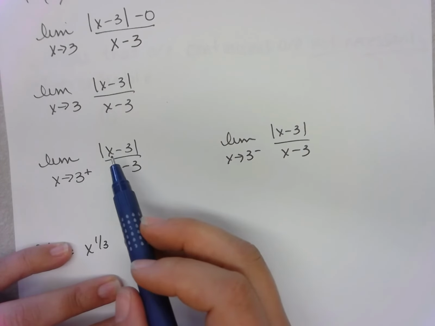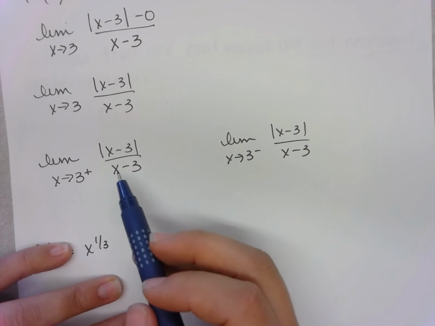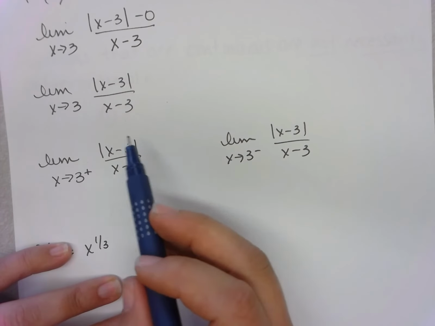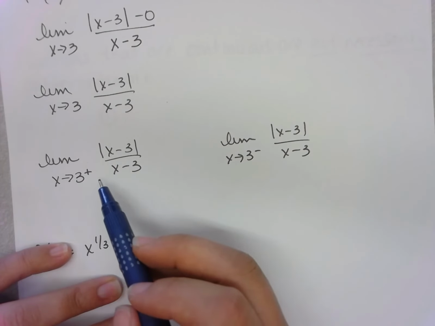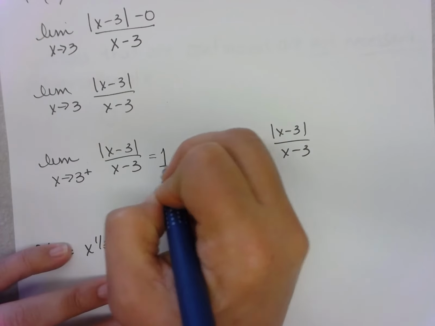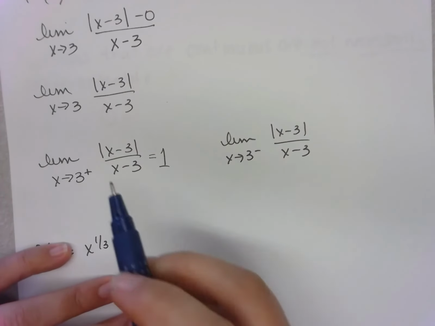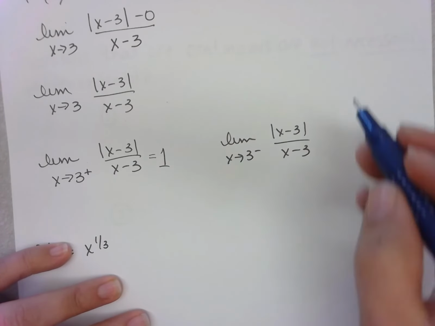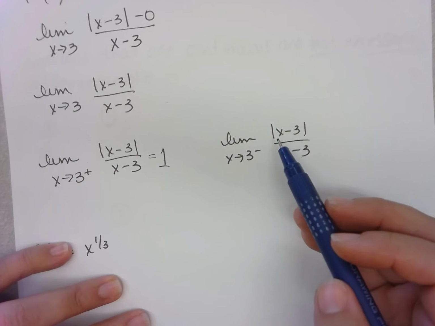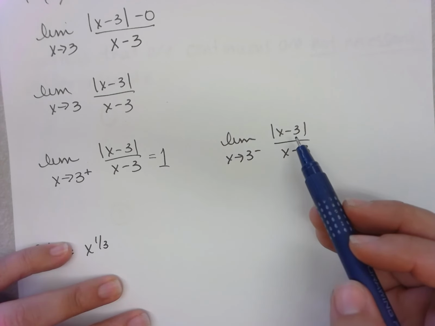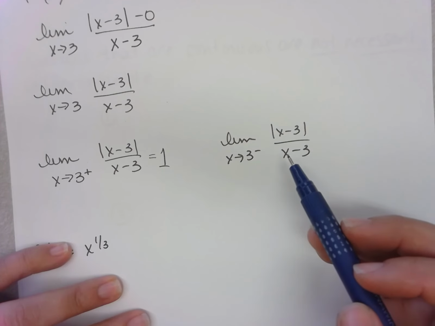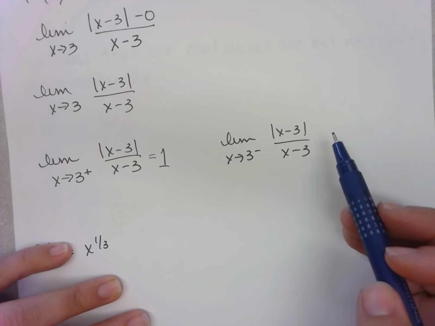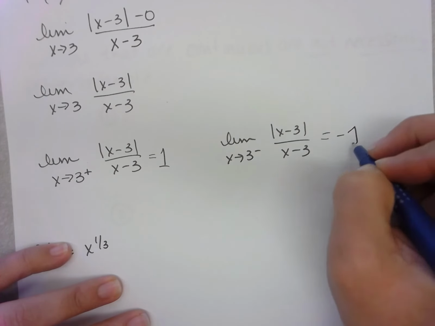If I plug in 4, then I get 4 minus 3, which is 1, over 4 minus 3, which is 1. So I get 1 over 1, and I end up with 1. You can try other numbers right up close to 3, but I'm always going to get 1 as long as I'm choosing a value for x that is larger than 3. Now when I go in the opposite direction, if I choose a number smaller than 3, like 2, then I get 2 minus 3, which is negative 1. I take the absolute value and I get positive 1, but then I still have 2 minus 3 down here. And so I have positive 1 over negative 1, which gives me negative 1.